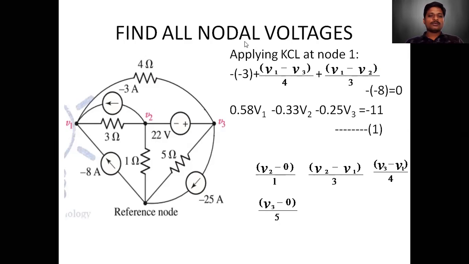Now, I already told you that if you want to apply KCL at node V2, then you have to know the resistance of this given source. You don't know the resistance. Therefore, you cannot write KCL. So if you cannot write KCL, you cannot solve this problem.